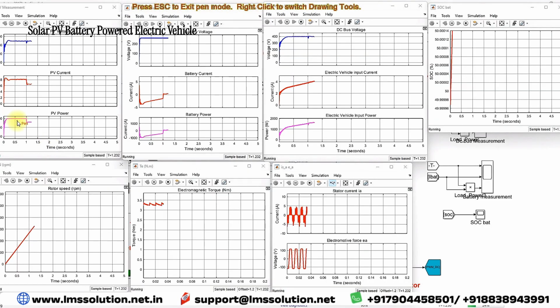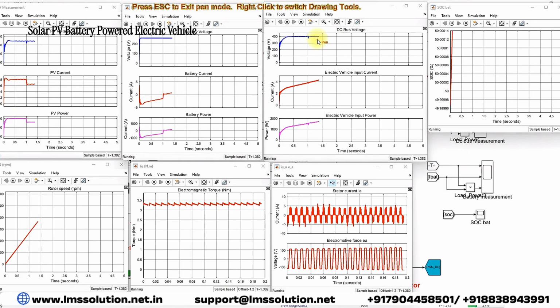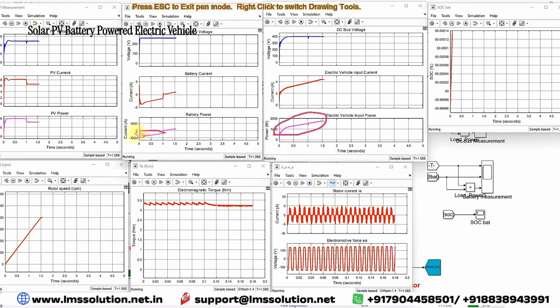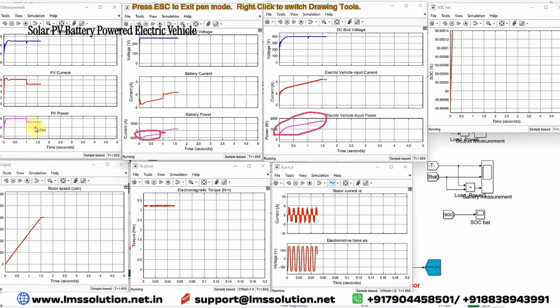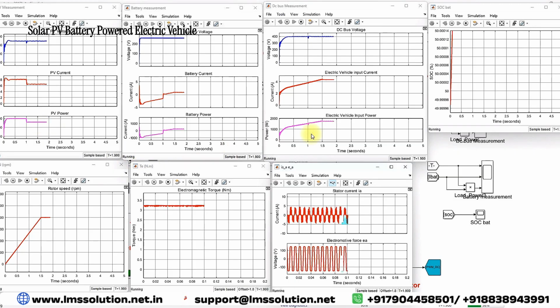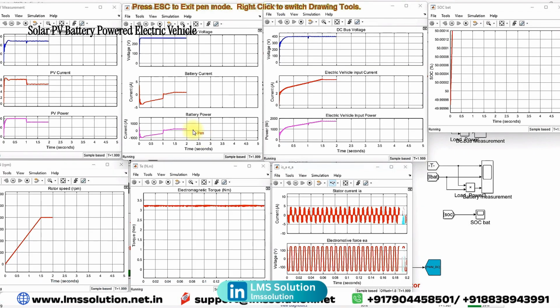For 1000 watts per meter square, the PV is generating 2000 watts, and here you can see the DC bus voltage maintained at 400, and this is the input power of the electric vehicle. There is excess power in the PV, that's why the battery is in charging mode. When irradiation changes to 800, it generates only around 1700 or 1600 watts. During that time we need some extra power, that means we need power from the source. Because of that, the battery goes into discharging.